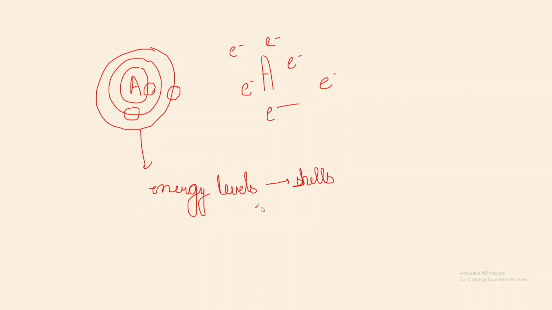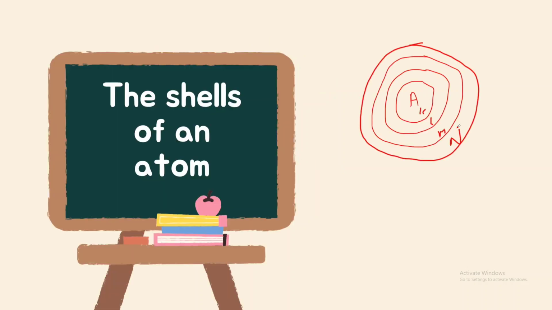Now we will discuss the shells of an atom. There are four main types of shells: the K shell, L shell, M shell, and N shell, and so on. Each shell holds a certain maximum number of electrons. The formula that we use is 2n square. I'll tell you how we can find it. When we look at this formula, n represents the number of the shell.